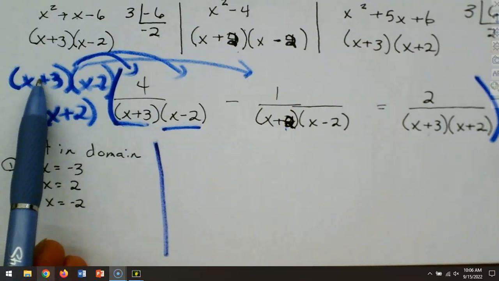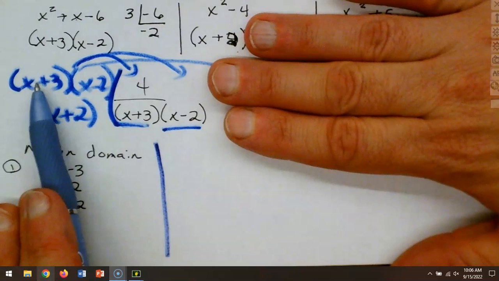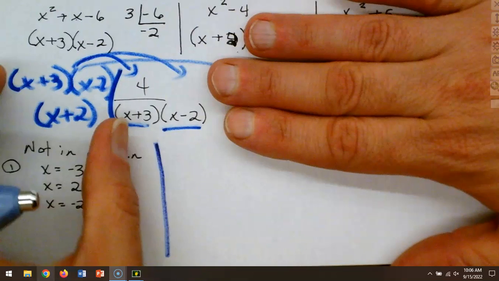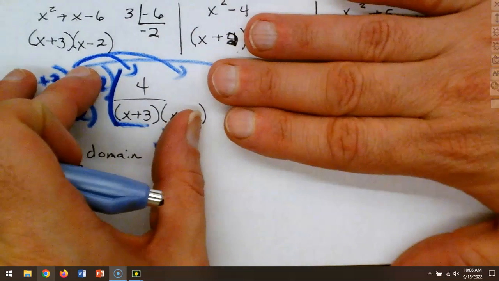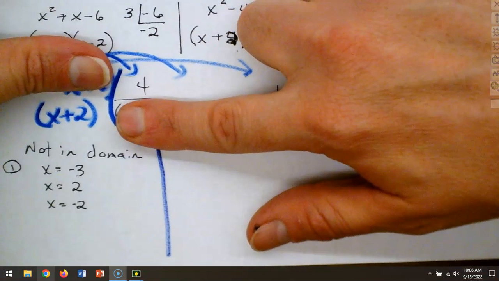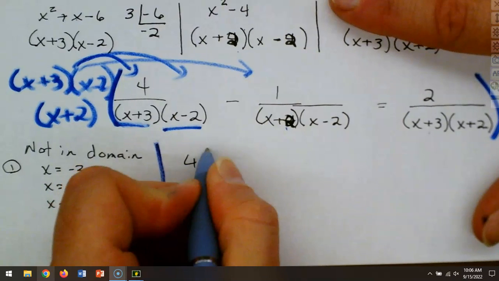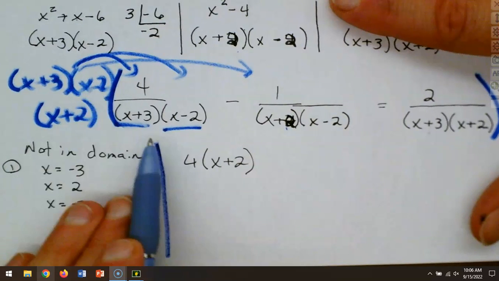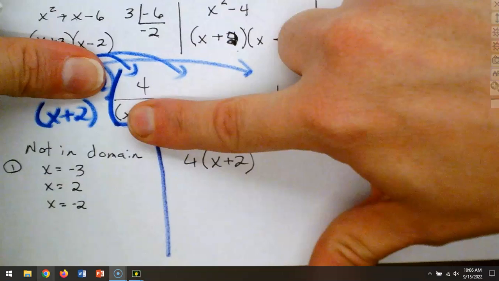Okay, now what's going to happen here? Look at each part individually. Just look at this piece. What do we have? We've got an x plus 3, and it cancels with that. We've got an x minus 2, and it cancels with that. So what's left over that didn't get crossed off? We've got the 4, right? And an x what? Plus 2. Because that one went with that. That one went with that. So those are gone, and that's what's left over.